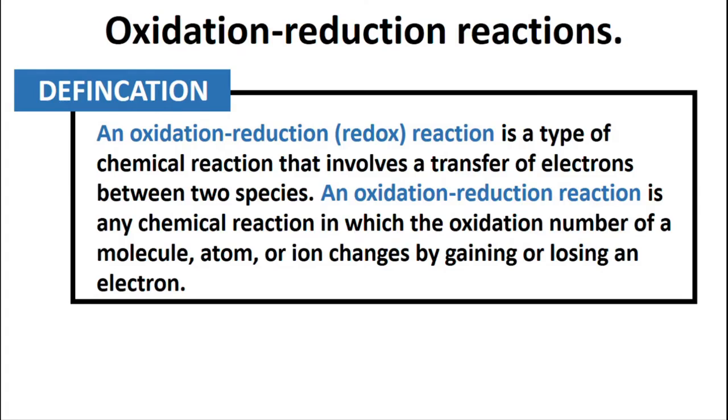And the last one is oxidation reduction reactions. These reactions are a type of chemical reaction that involves a transfer of electrons between 2 species. An oxidation reduction reaction is any chemical reaction in which the oxidation number of a molecule, atom, or ion changes by gaining or losing an electron.